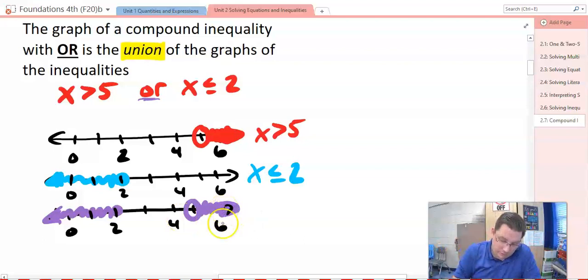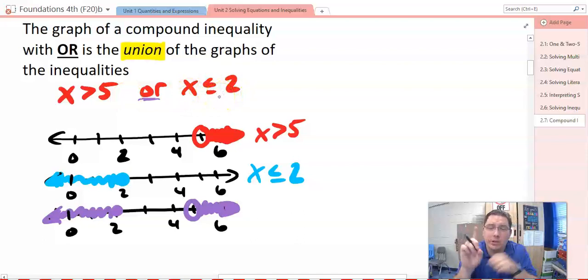Now, what's another solution? Well, 6 would be a solution, right? Because 6 works for the first statement. 6 is greater than 5. It doesn't work here. 6 is not less than or equal to 2. So again, it's only got to work for one statement with an OR. So that's what we're talking about when we talk about "and" and OR problems.